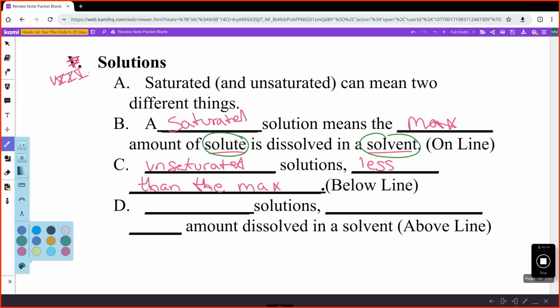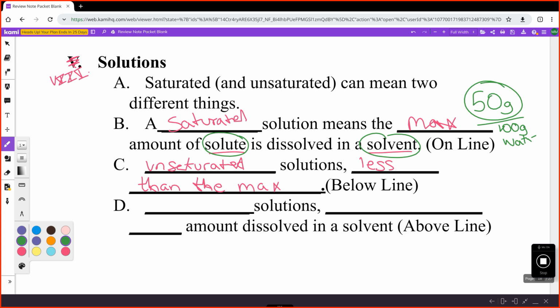So just to give you an example, let's say that 50 grams was the most solute that would fit in 100 grams of water. That would be the saturated number. 49, 48, 13, 6, 23. If those were the amounts dissolved, that would be an unsaturated solution.